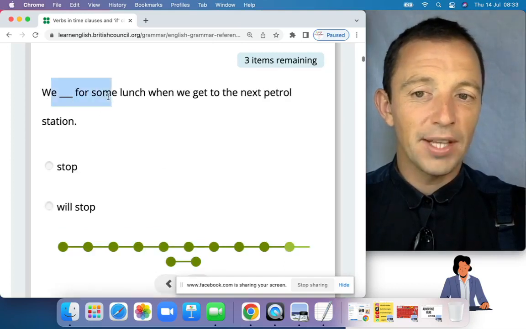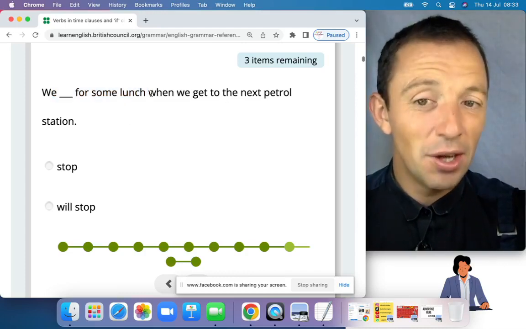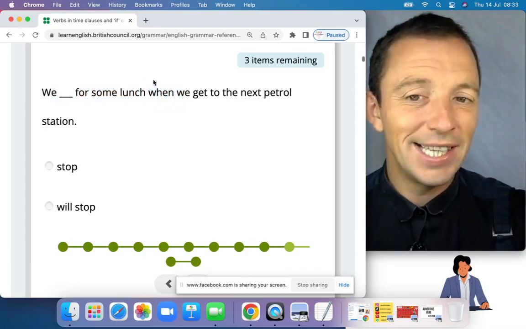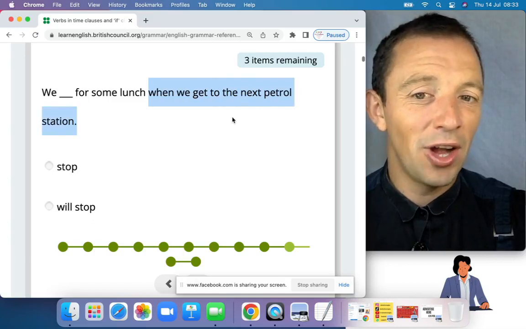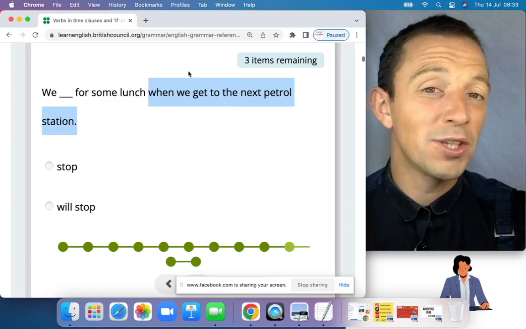We stop for some lunch when we get to the next petrol station. The key word is when. This introduces the time clause, and in the time clause we use the present simple to express the future.